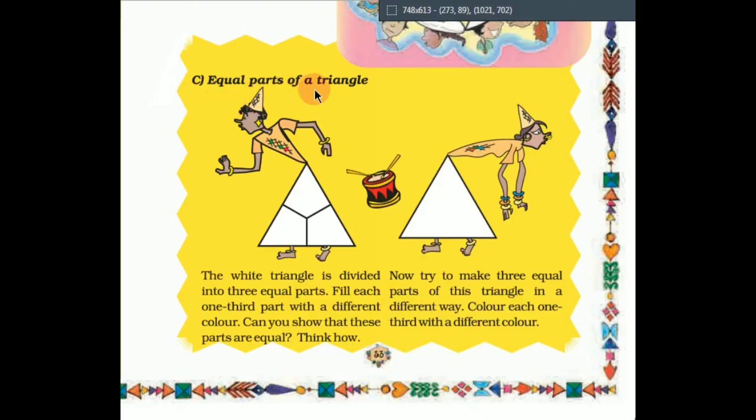Now see equal parts of a triangle. Here two triangles are given. First one, the white triangle is divided into 3 equal parts. This 1, 2 and 3 equal parts. Fill each 1/3 part with a different color. So you can use any color to fill these 3 parts. Can you show that these parts are equal? Let's see how these parts are equal.